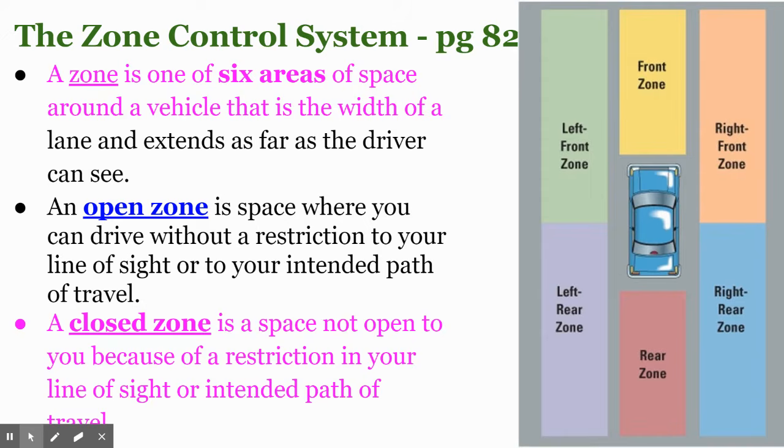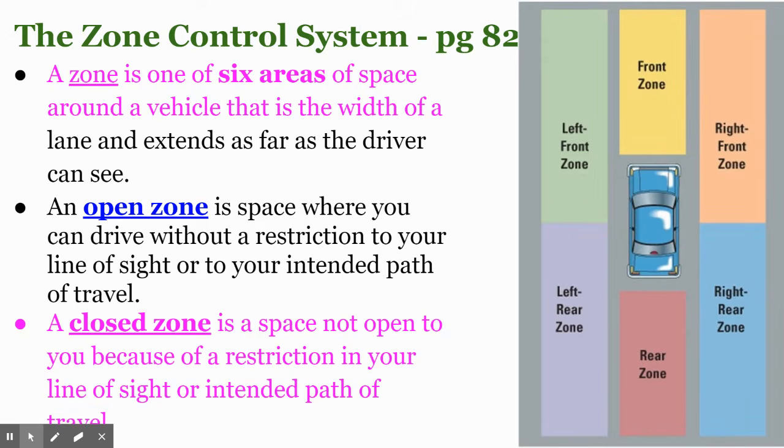Okay, the zone control system. You can see on the diagram here, there are 6 zones that we need to be aware of when we're driving. A zone is one of 6 areas of space around a vehicle that is the width of a lane and extends as far as the driver can see.